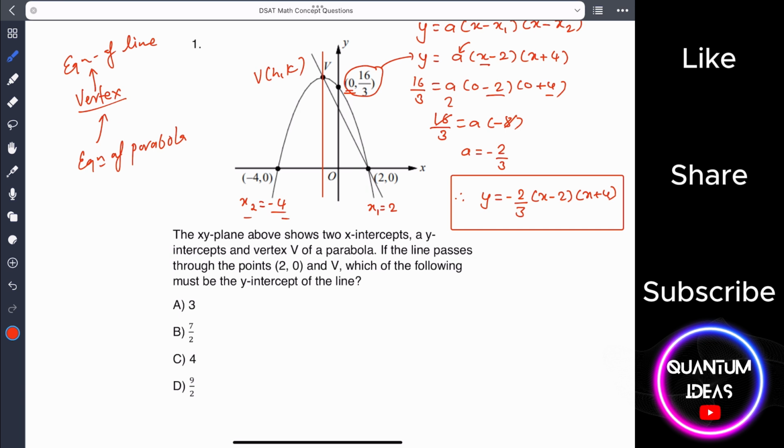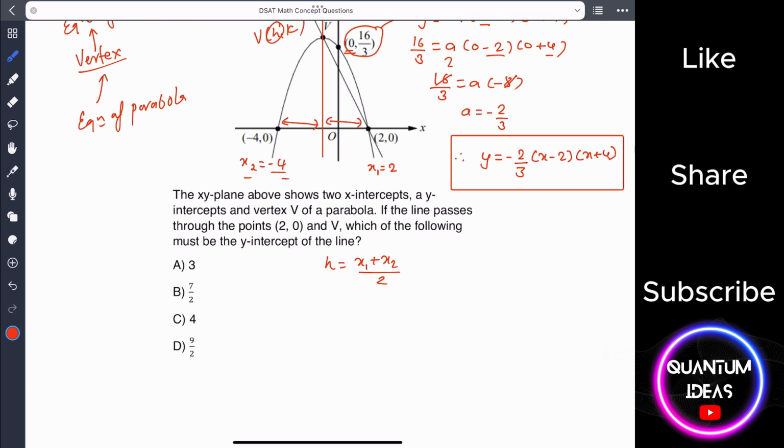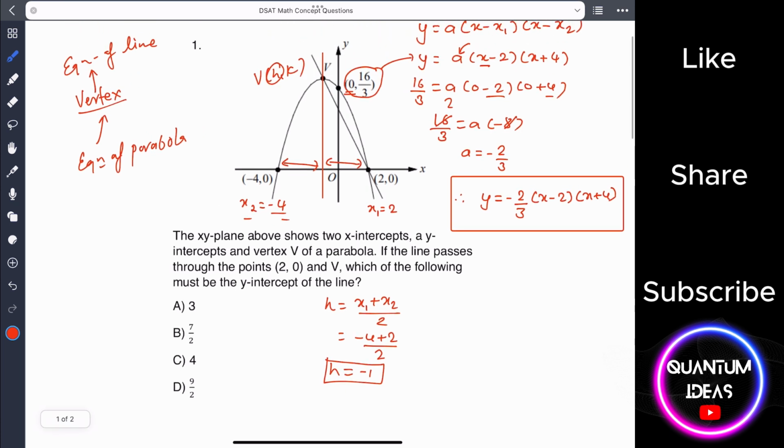From the axis, this distance is equal to this distance, right? So we can find the value of h by simply taking the average of the two x values, x1 plus x2 divided by 2. This will give the x coordinate of the vertex. So this is (-4 + 2)/2, that is -2/2, which is -1. That is your h. So we have already known the x coordinate of the vertex.